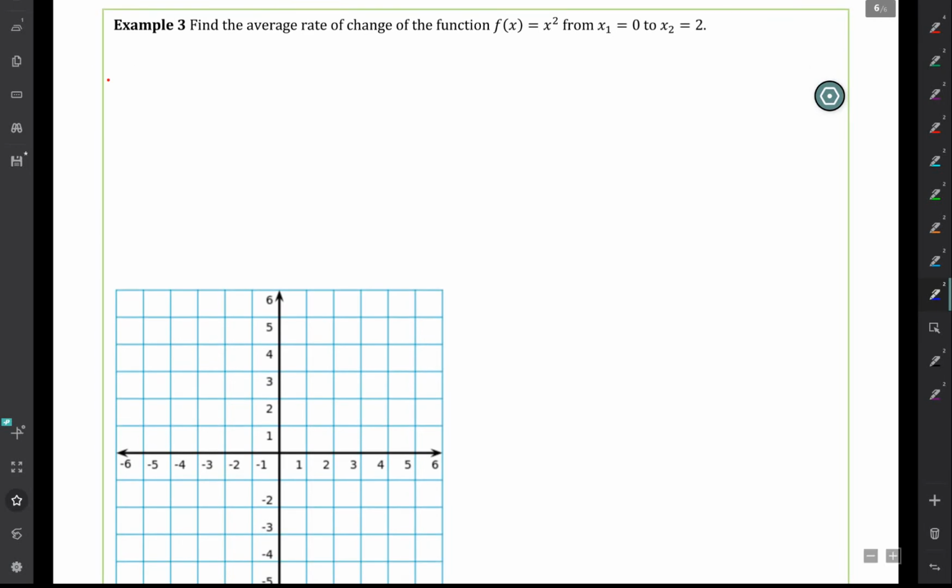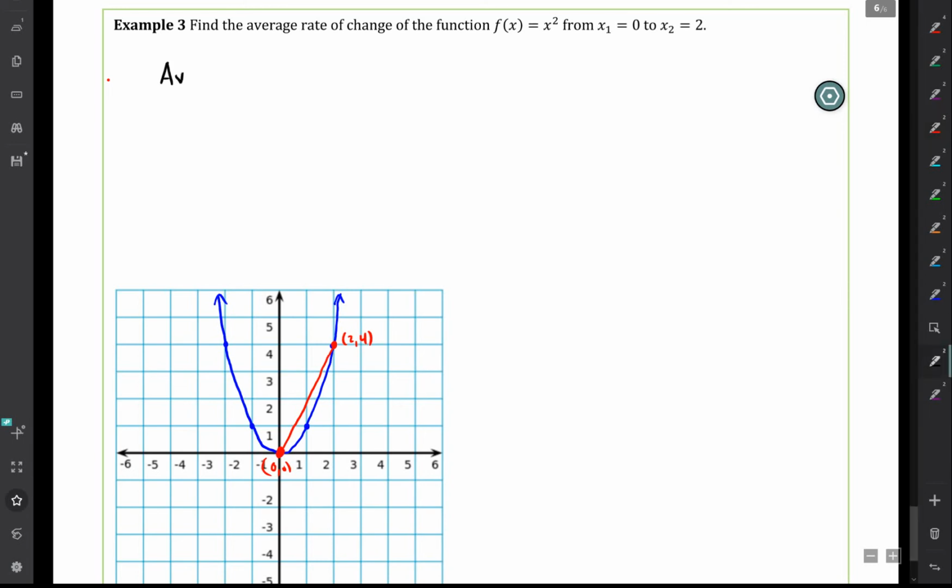So let me draw the function real quick. Y equals x squared looks something like this. So as you can see, it's kind of curvy, it's a parabola. It has some curve to it. And we're asked to find the average rate of change from (0, 0) to x equals 2, which would be (2, 4). So we're looking for the slope of this line segment from (0, 0) to (2, 4).